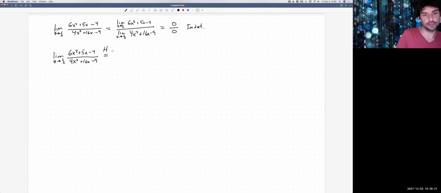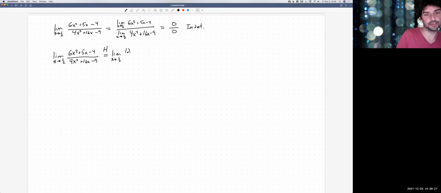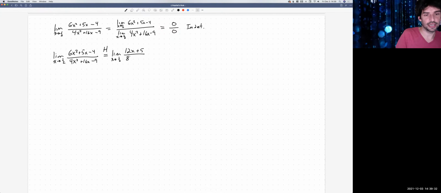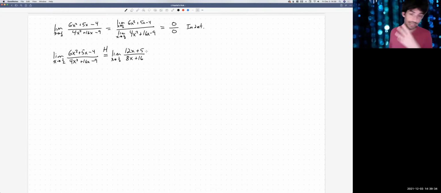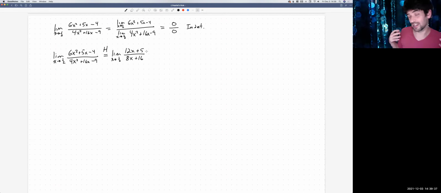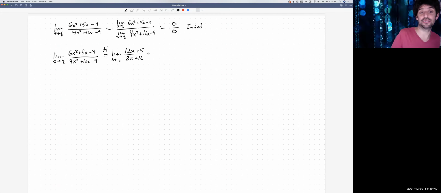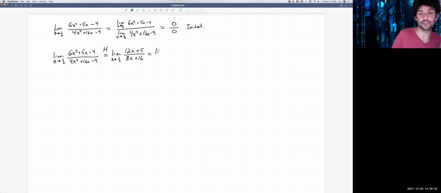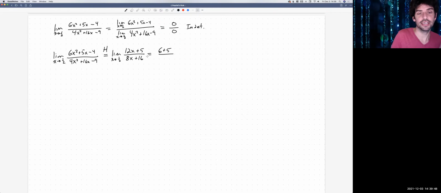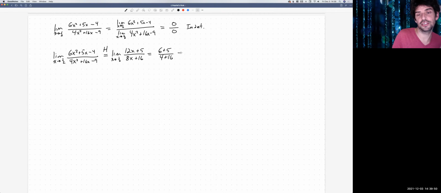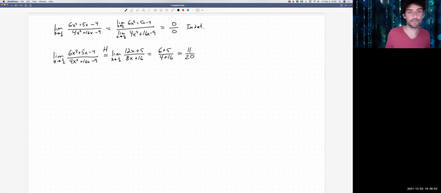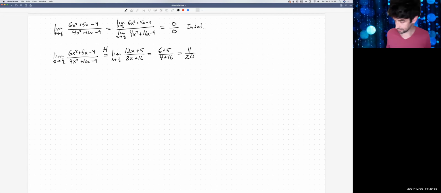Applying L'Hopital's rule, take the derivative of the numerator and the denominator separately. The numerator gives me 12x plus 5. The denominator gives me 8x plus 16. This is now 2 linear functions that I can just evaluate at 1/2. The 0 problem has disappeared, and I just use direct substitution. So 12 times 1/2 is 6 plus 5. 8 times 1/2 is 4 plus 16, gives me 11 over 20. And that's our limit of that quotient, that rational function.